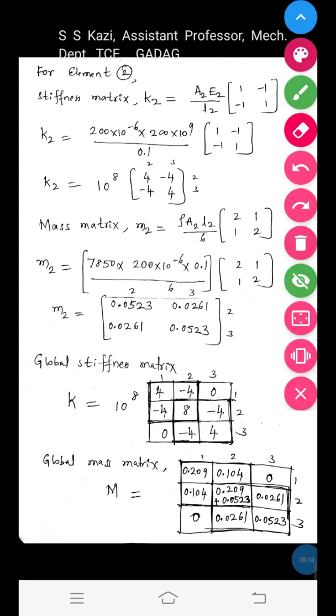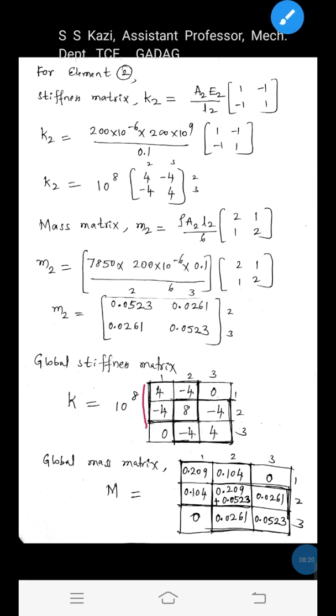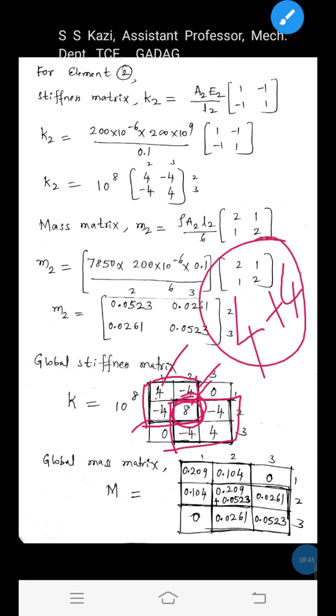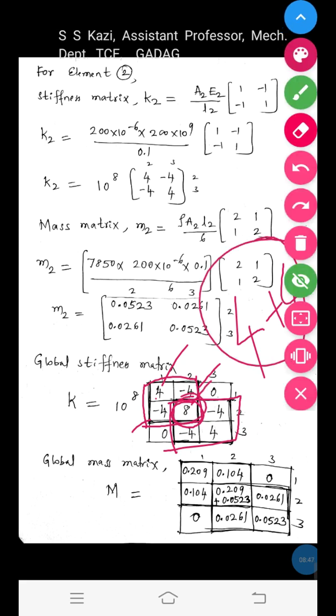And after that let us write the terms, the coefficients of the first stiffness matrix K1 here: 4 minus 4 minus 4 4. Here I wrote 10 raised to 8, which is common. And next for the 2 3 2 3 element, for K2 you write again 4 minus 4 minus 4 4. Here 4 plus 4, which is common, I wrote directly as 8.